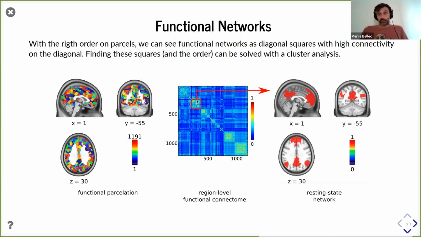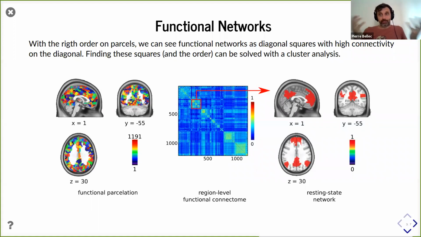And the reason why it makes a square is because I've ordered my matrix in such a way that all the regions of the default mode are next to one another here. So if I look at all the connectivity between regions of the default mode and regions of the default mode, it's going to end up living in that little diagonal square. And so why do I call it a network?